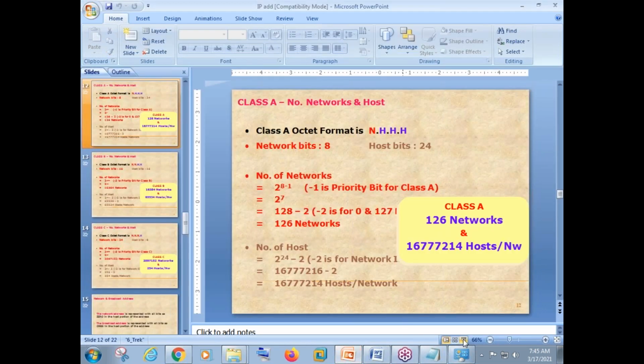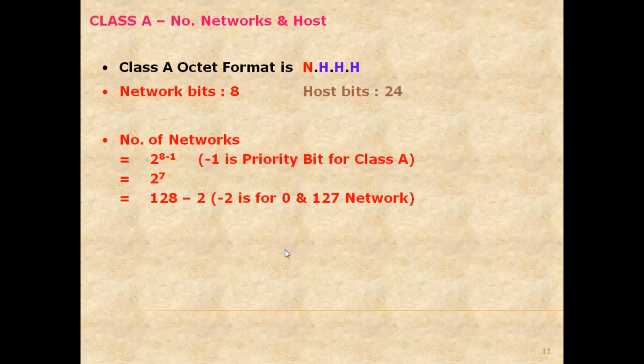Okay. Now, in each network, how many hosts are we having? Remember what a host is. A host is a number, one of the addresses. Network portion is the area name. Host portion is the house number. So we got 0 to 127, minus 2, which gives 126 networks in class A. Okay, that is good. But in each network, how many hosts?